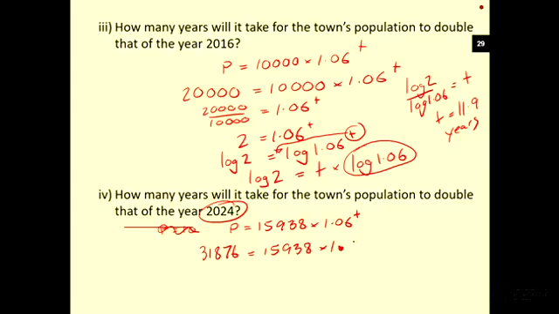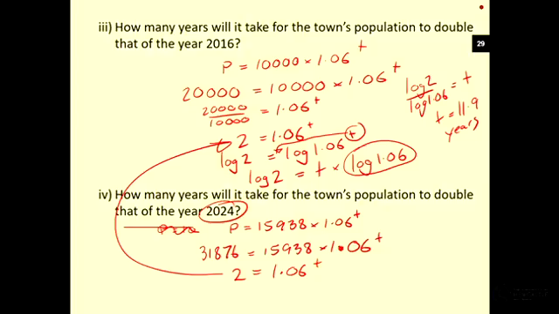What's my first step in solving that? Divide both sides by the 15,938. And what's going to happen? The 31,876 just came from timesing that by 2, so when I divide it by that, it's 2. I'm exactly in the same position.